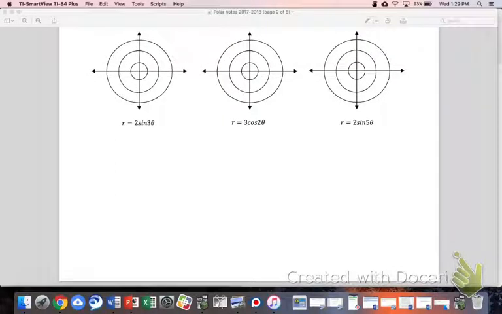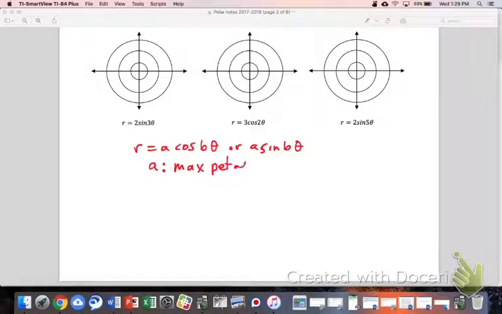So here it is. We'll just try to make this as general as we can. If we have r equals a cosine of b theta or a sine of b theta, these would be examples of roses, right? a cosine of b theta or a sine of b theta. So what a is going to do, a is going to tell you the max petal size.